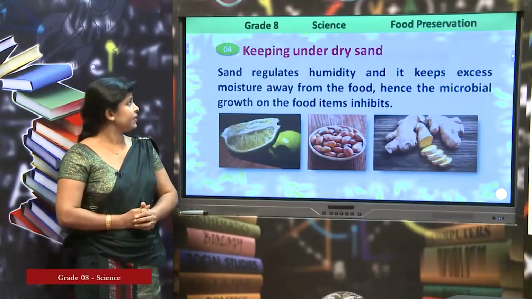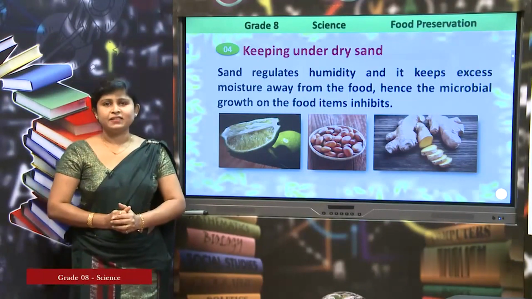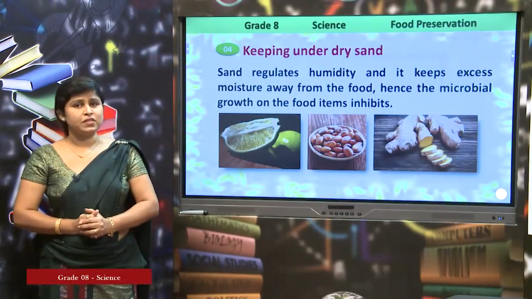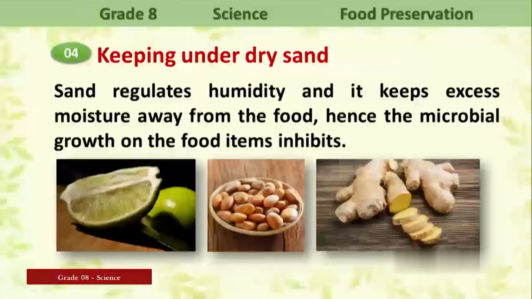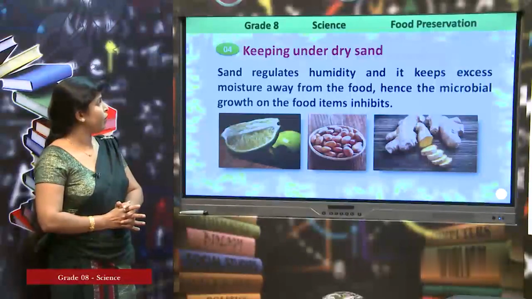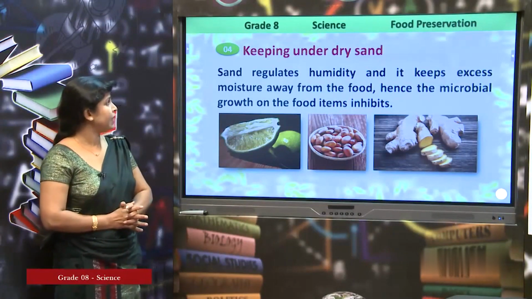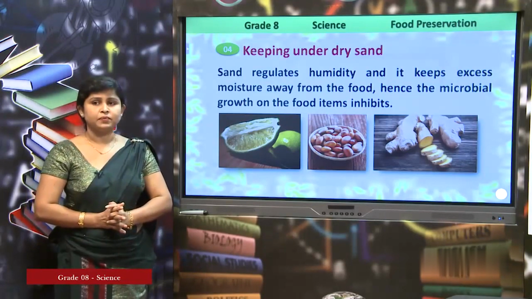Next one, keeping under dry sand, a traditional method. We can preserve food items like lime, jack seeds and ginger by using this method. You know, the sand can regulate the humidity. Humidity means the amount of moisture, and the sand keeps excess moisture away from the food, and hence the microbial growth on the food item is inhibited. That is the way of preserving food items by keeping them under dry sand.